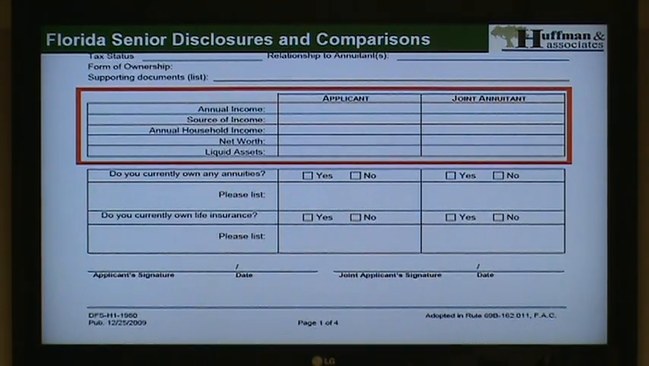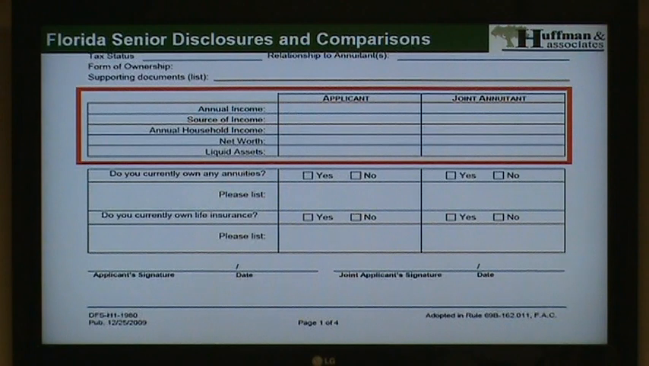Annual income is based on the calendar year. Source of income. All sources such as salary, pension, Social Security, etc. Annual household income. Combined annual income received by all household members in a calendar year. Net worth. Total assets minus liabilities and encumbrances on those assets. Liquid assets. The dollar value of assets readily convertible to cash without loss of principal. We are awaiting clarification from the department regarding the without loss of principal qualifier.